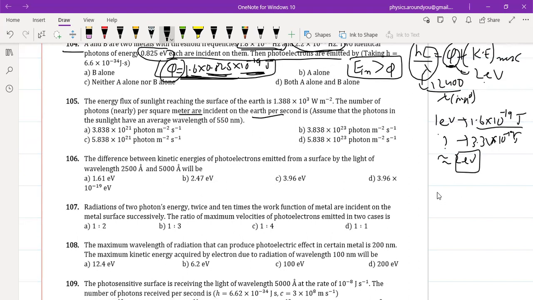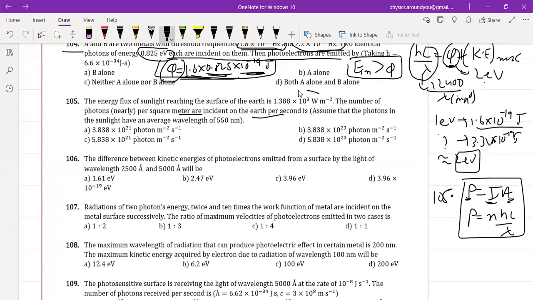Two formulas to be followed for 105. One is P equal to IA. The other formula is P is equal to NHC by lambda. Power is intensity into area. Here 1.388 into 10 power 3 watt per meter square is intensity. Intensity's synonym is energy flux. Okay, so they have given intensity. So intensity of light has been given. What about area? Area has been given indirectly.